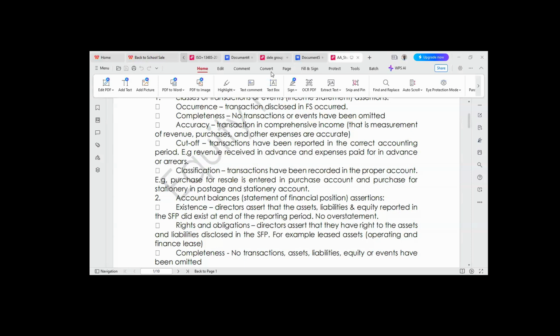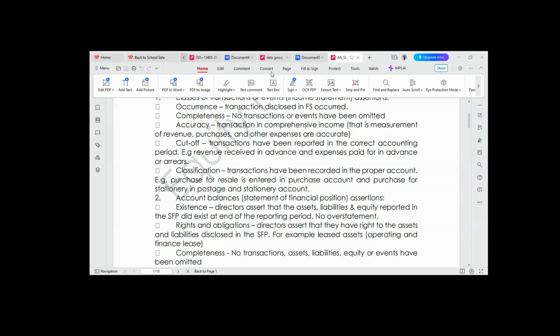We test the existence. For assets, the auditor will request for what? The fixed asset schedule, right? And after that, you will now go for what? Physical verification of those assets.